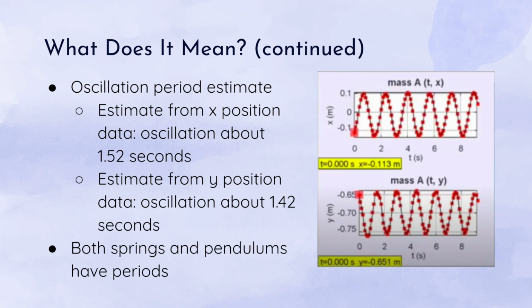The period of the y-position data is about 1.42 seconds, and the period of the x-position data is about 1.52 seconds. This is because there are both spring and pendulum forces acting on the mass in the x direction.